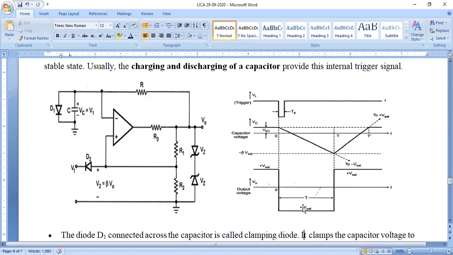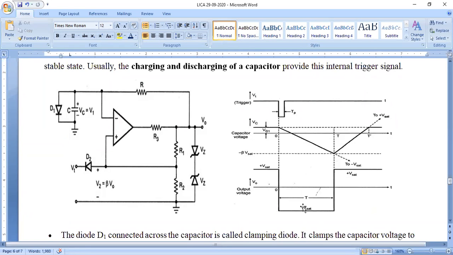How does this condition happen? The capacitor is charging at 0.7 volts and we apply the negative shot. The capacitor starts discharging with respect to the lower threshold value, and at that condition the output voltage swings from positive V saturation to negative V saturation. This particular time period of negative V saturation is called the quasi-stable state.